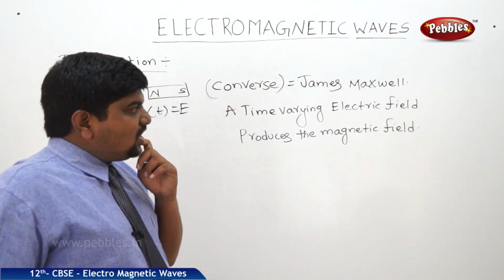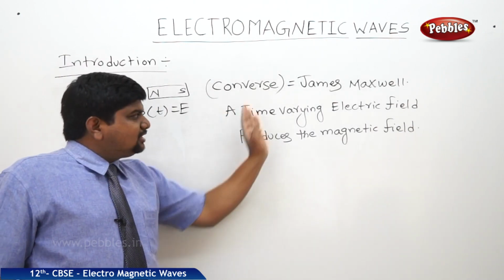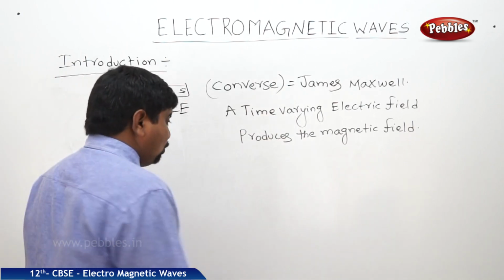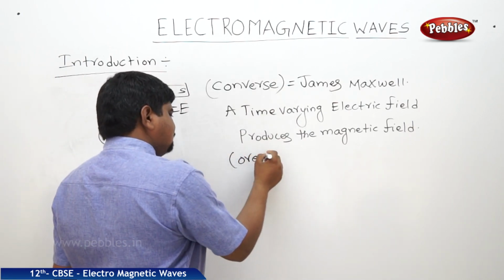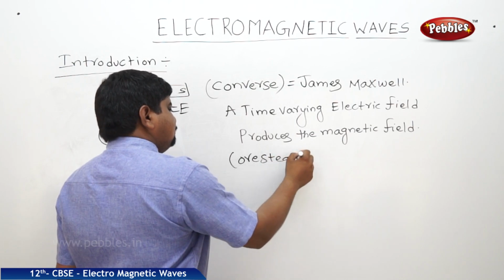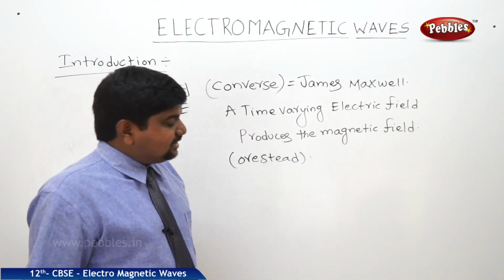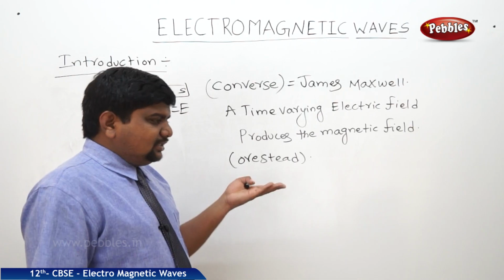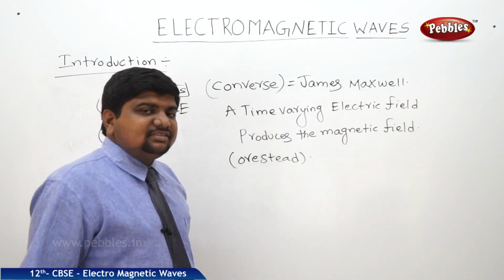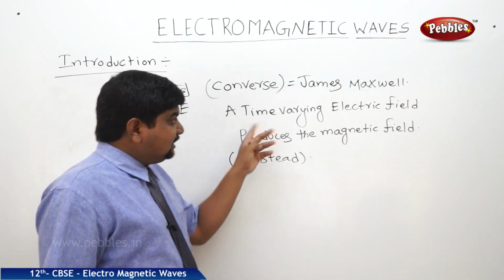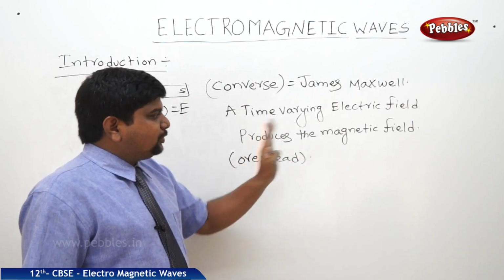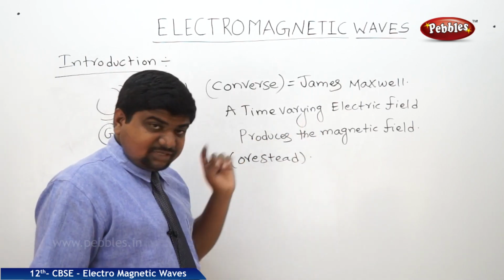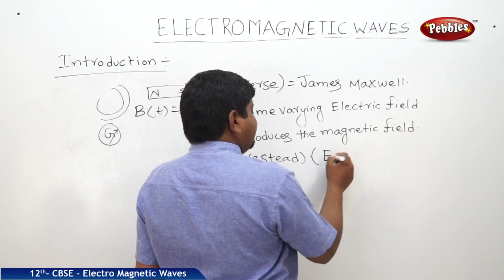This we can observe. The accidental observation of this phenomenon was made by Mr. Oersted, actually, where he placed a magnetic compass box near a current carrying wire. He observed the deflection of the magnetic compass needle. But here, a time varying electric field produces the magnetic field. This concept leads to electromagnetic waves.